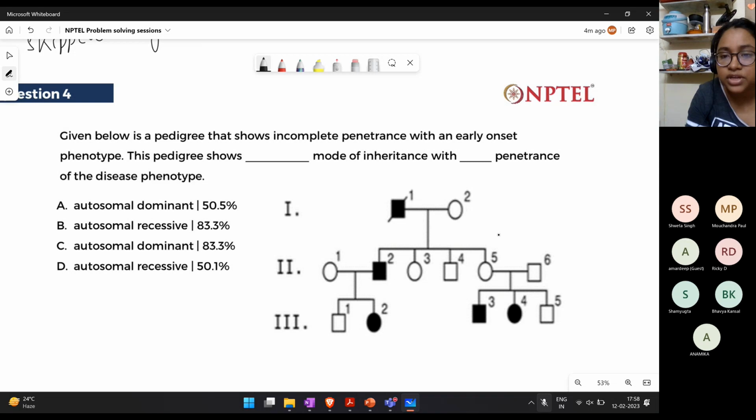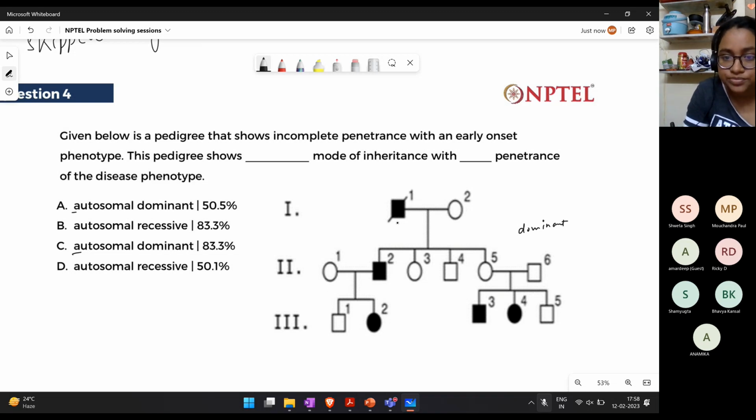So this might be a dominant allele, as it is not skipping any generation, and also both male and female are getting affected. So this might be autosomal, which we have seen in a previous example. So autosomal dominant is there in A and B. Now you have to calculate the penetrance. For doing that, you first have to write the genotypes. What are the possible genotypes of the affected and the unaffected individual?